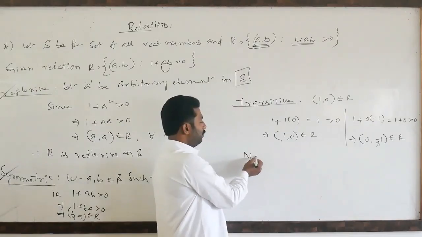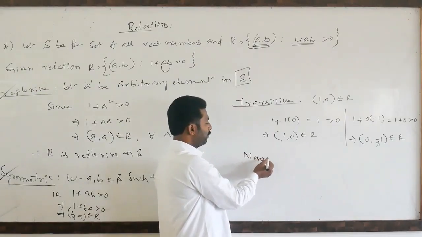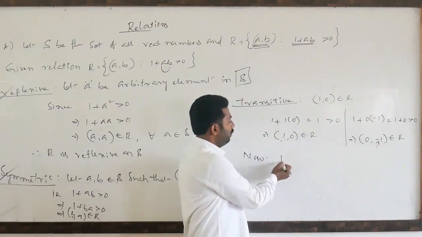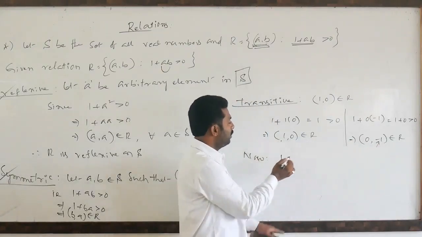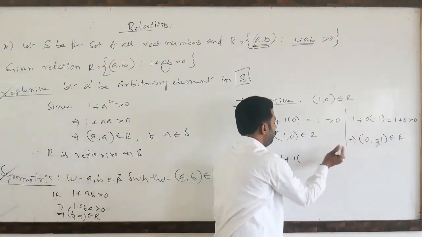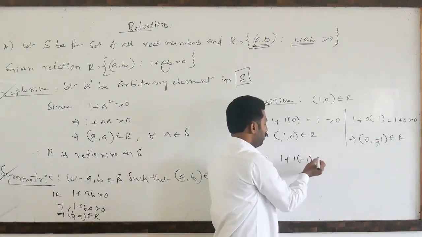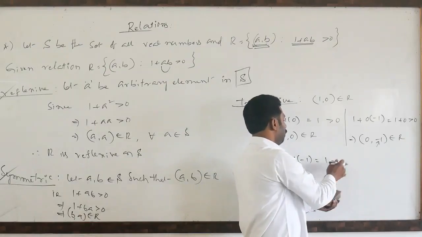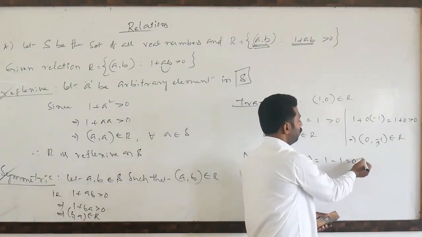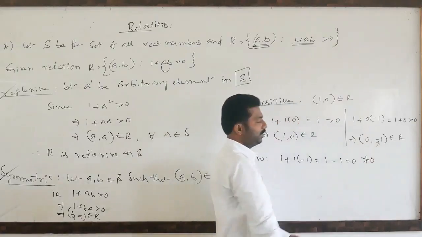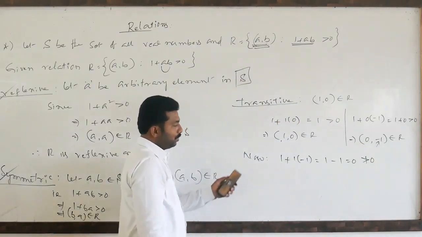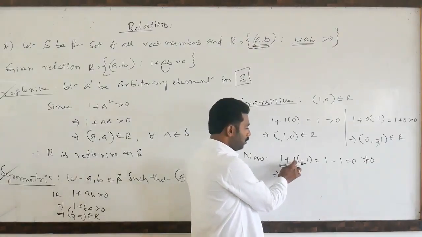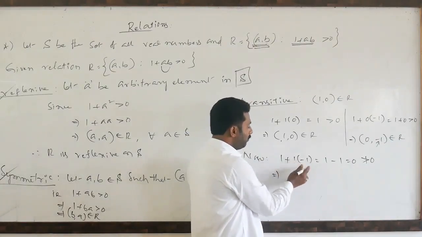Now we take 1 and minus 1. Suppose A value 1, B value minus 1, if I take. So how much is it? 1 minus 1, 1 minus 1, it is 0, which is not greater than 0. So 0 is not greater than 0 means we can say that there is no relation between 1 comma minus 1.